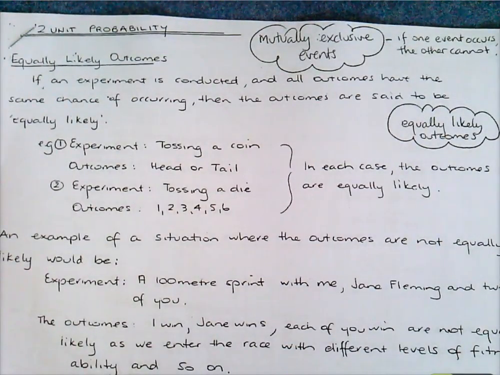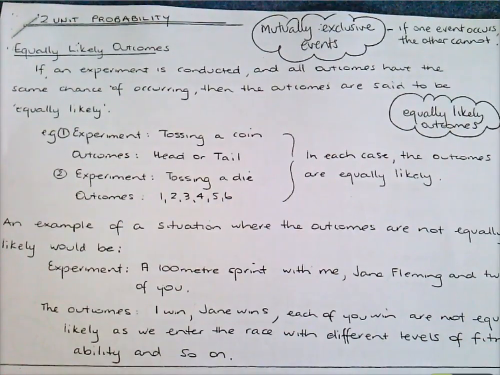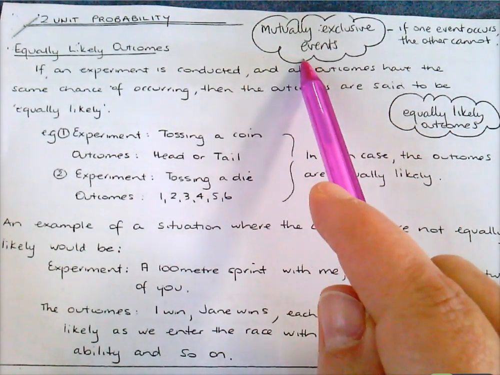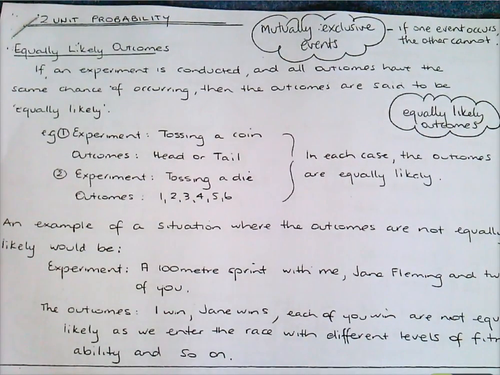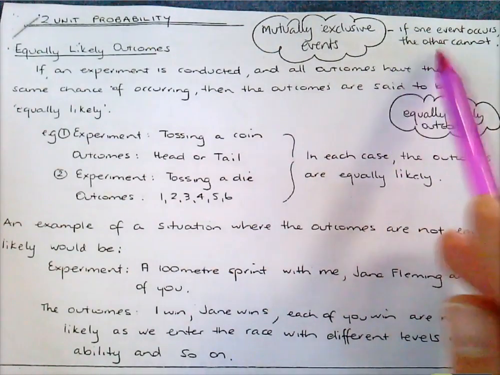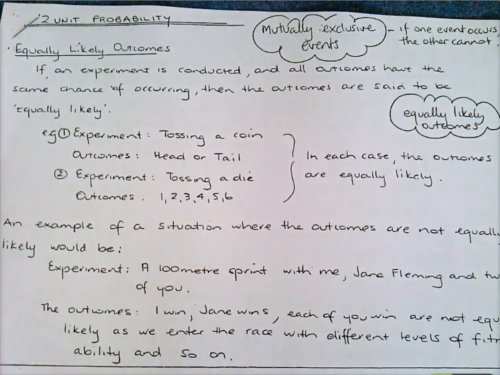Okay, this is the two-unit probability. Now, just some important terms. Mutually exclusive events are, if one event occurs, the other cannot. In other words, they can't occur at the same time. Mutually exclusive events can't occur at the same time.